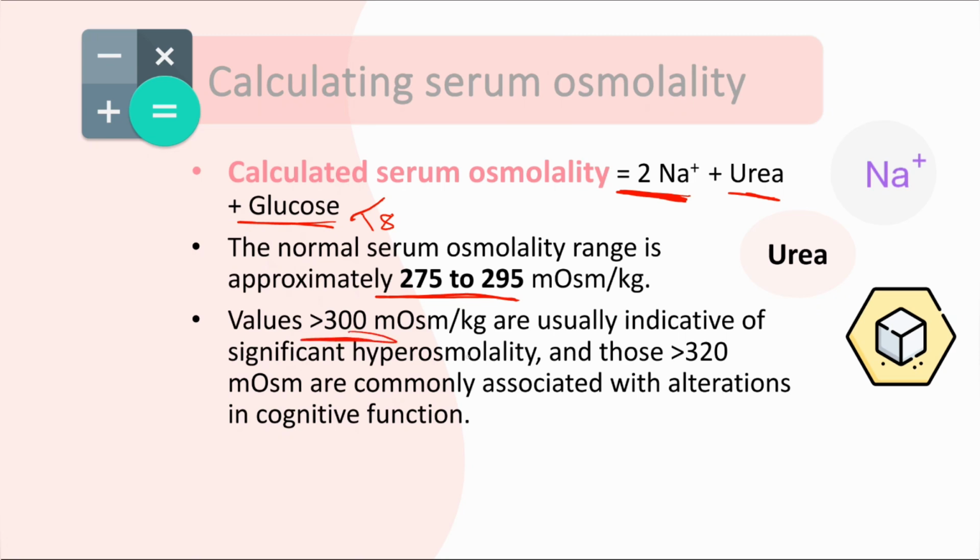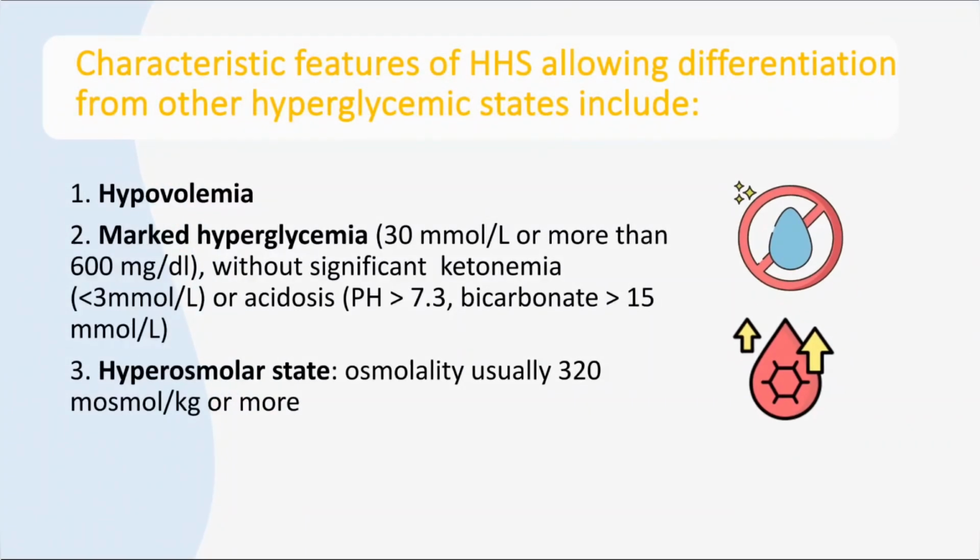Values more than 300 mean there is a significant hyperosmolarity. But to diagnose HHS, it should be more than 320. And more than 320 is usually associated with alterations in the cognitive and conscious level.